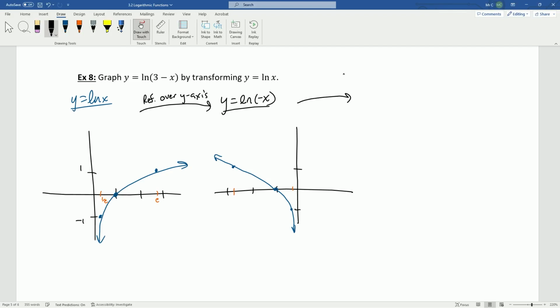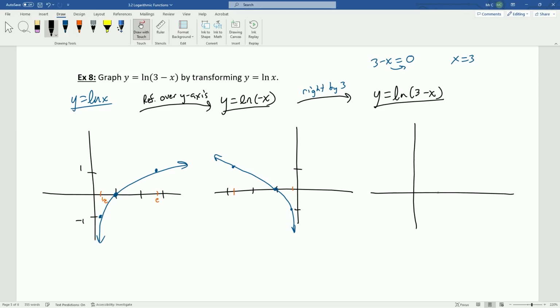Then we'll take this and we'll move it to y equals ln of 3 minus x. And remember, always take that input, set it equal to 0 and solve it, move that x across, and you get x equals 3. So this is a shift right by 3. So now keep in mind that since we've moved right by 3 and we had a vertical asymptote, that vertical asymptote has to move right by 3 as well.